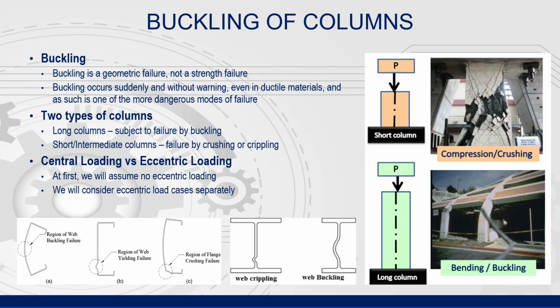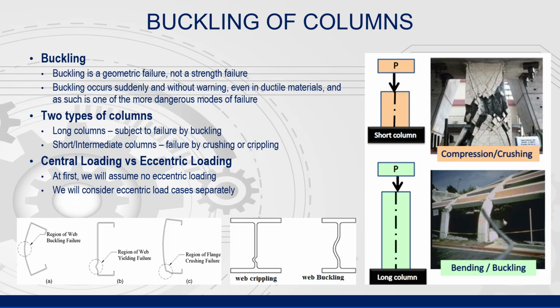Buckling occurs due to part geometry rather than material strength. Buckling occurs suddenly with no warning, thus it is one of the more dangerous modes of failure. To understand buckling failure, we first need to define different types of beam columns. Long columns, as defined by a slenderness ratio, will usually fail by buckling. Short or intermediate columns fail by either crushing or crippling.